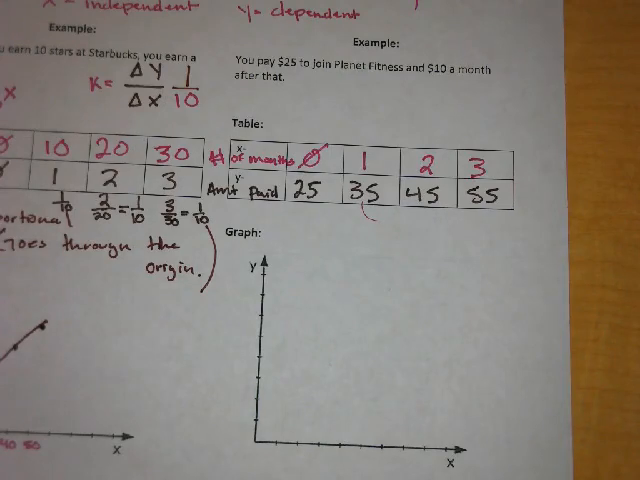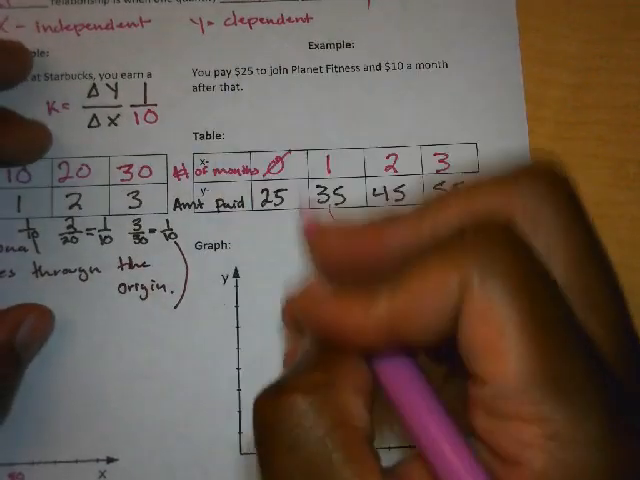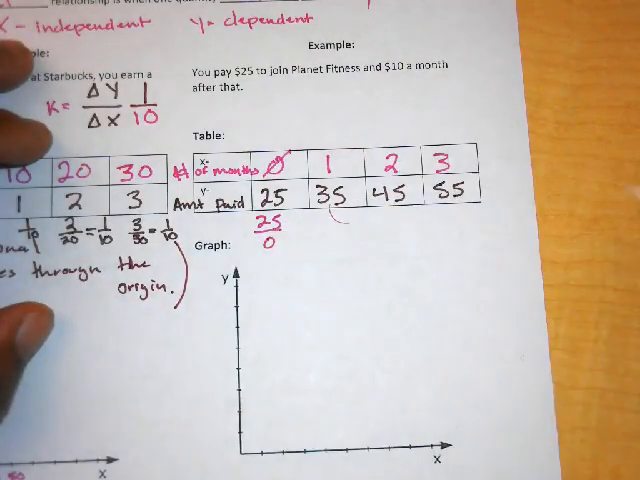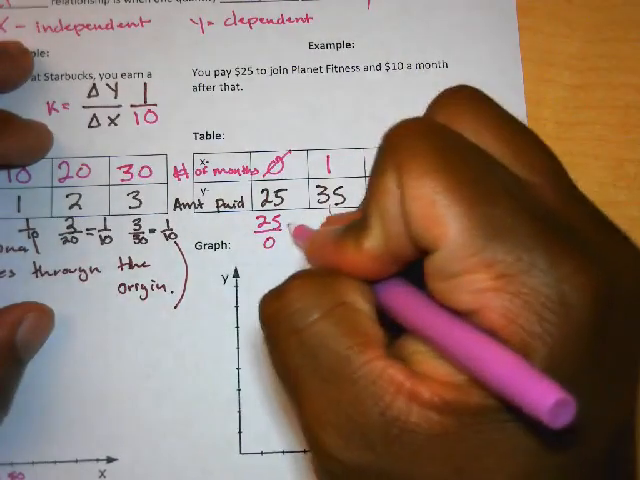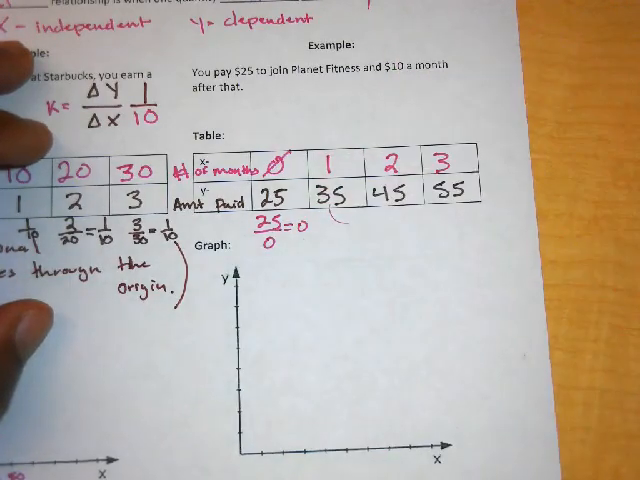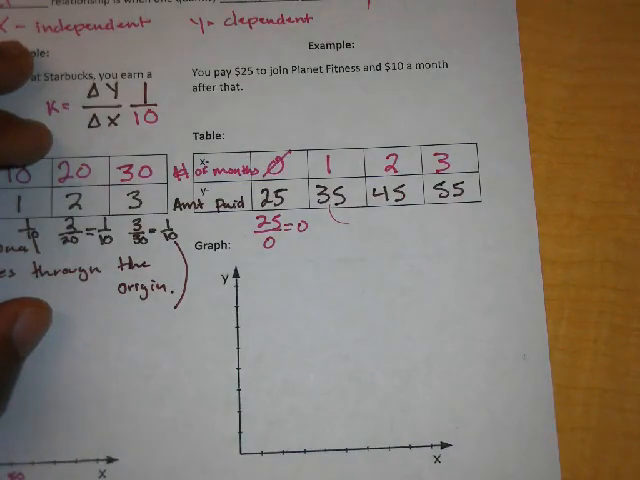Now, you may be thinking, well, how do I know it's not proportional? Well, first of all, if you look at the table, if I put a y over x, if I put 25 over 0, 25 over 0 equals 0. So that means all of these numbers need to equal 0. If not, then it's not proportional.